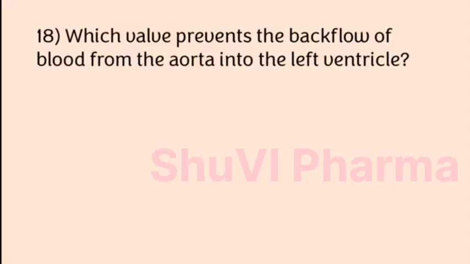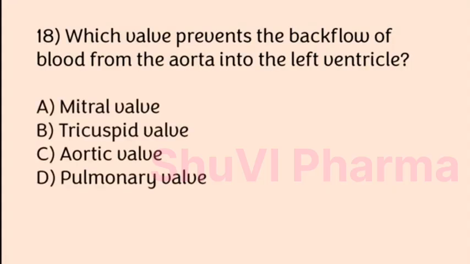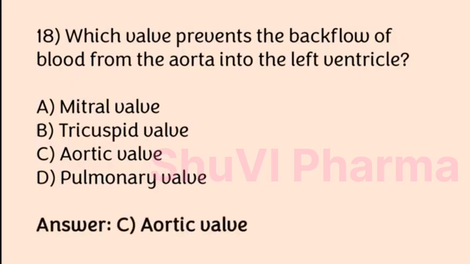Which valve prevents the backflow of blood from the aorta into the left ventricle? Mitral valve, tricuspid valve, aortic valve, pulmonary valve. The correct answer is option C. Aortic valve.